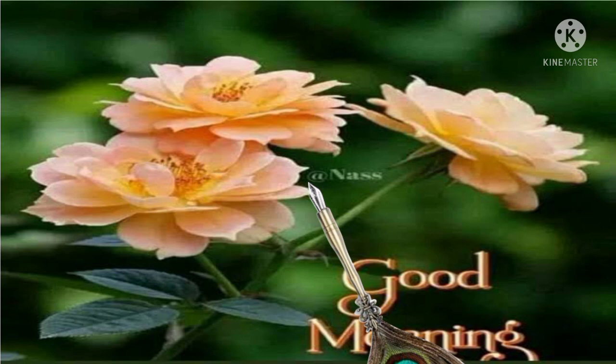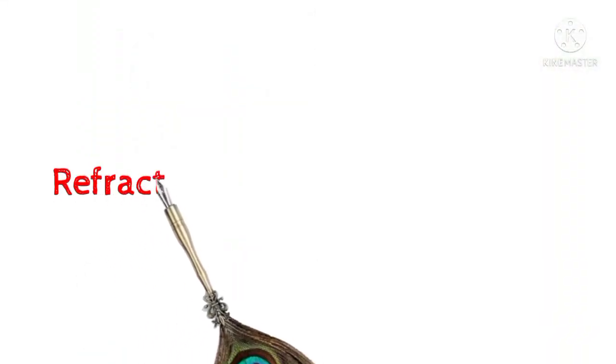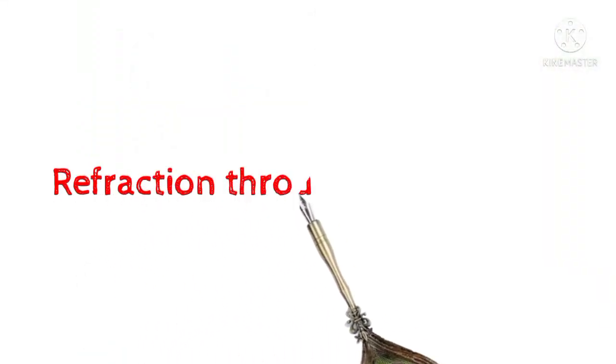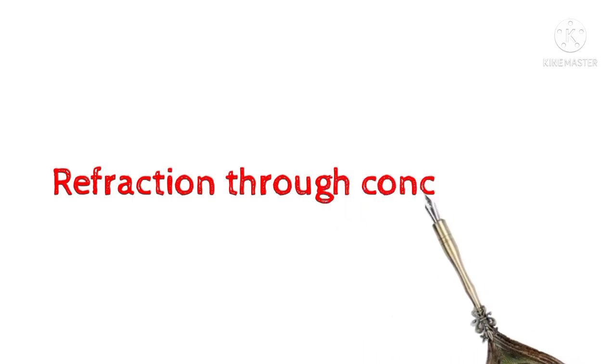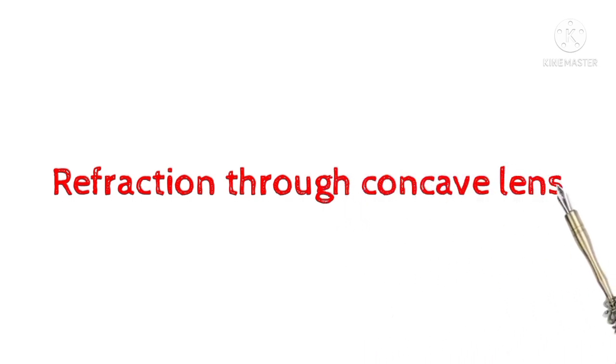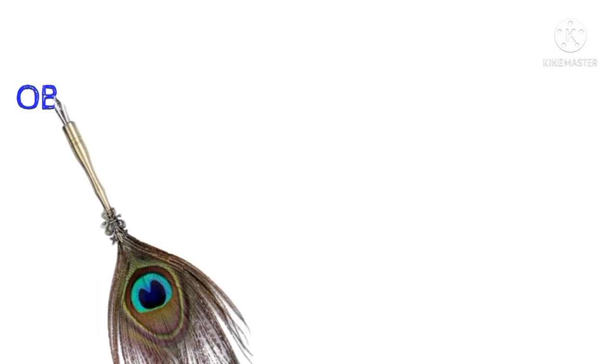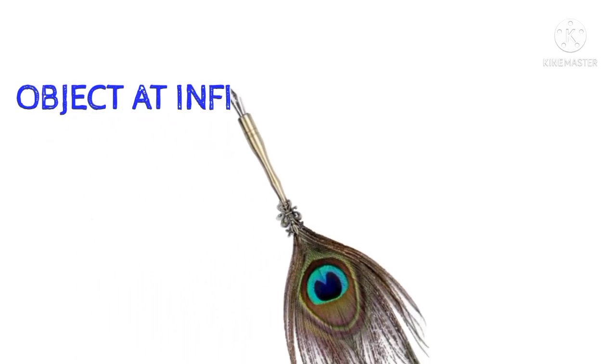In previous class we discussed refraction through a concave lens. In this class we are going to discuss another topic, refraction through a concave lens. Let us discuss the formation of images by a concave lens when the object is placed at two possible positions.